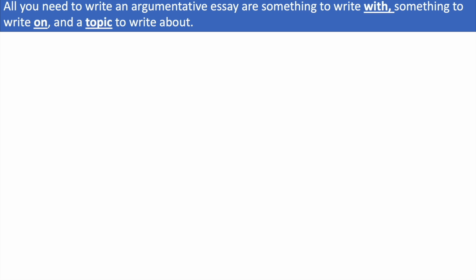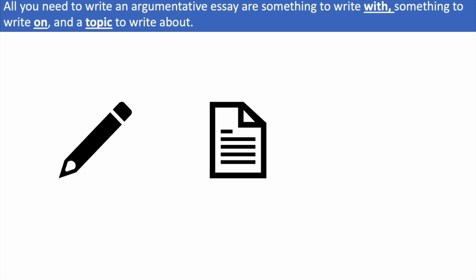The only prerequisites you need to write an argumentative essay are something to write with, something to write on, and a topic to write about. You can use pencil or paper, or you can type on a computer, simply any method that allows you to record written words. Your topic, if not given to you, can be a little trickier.